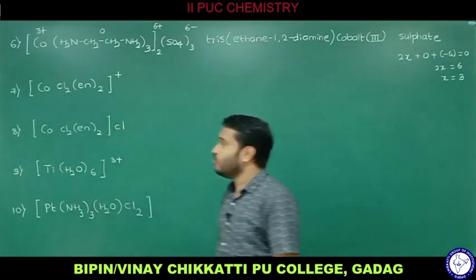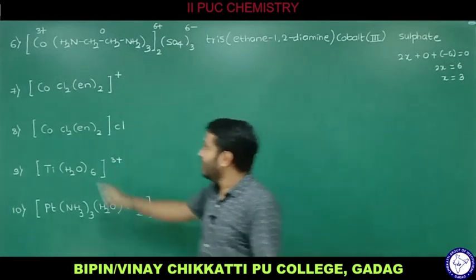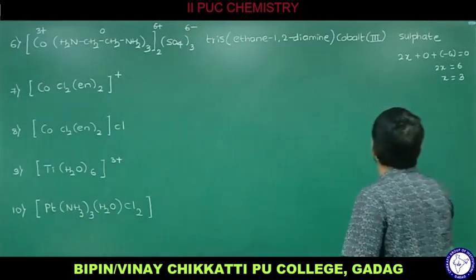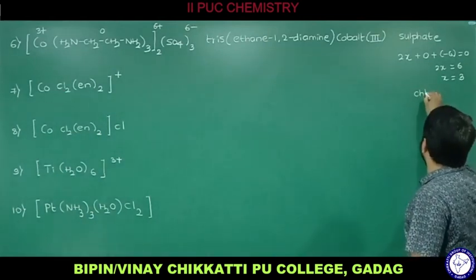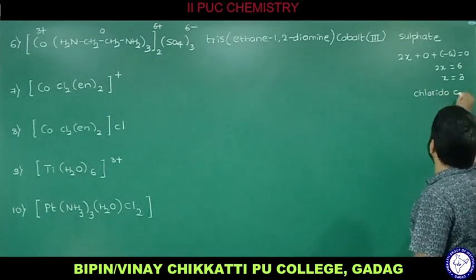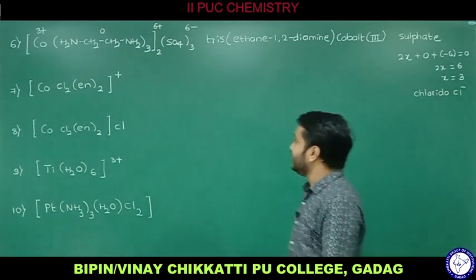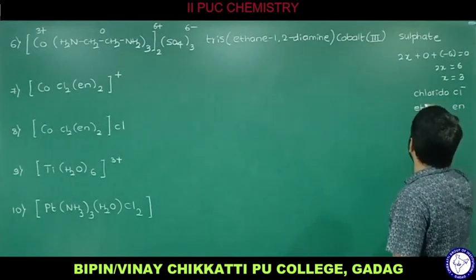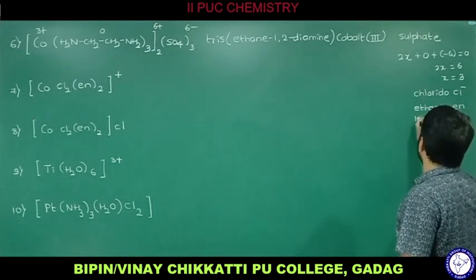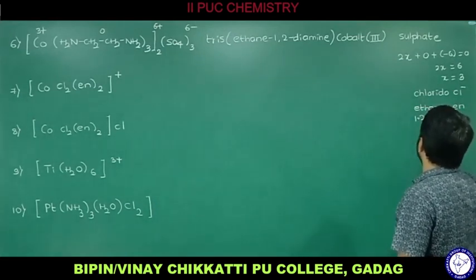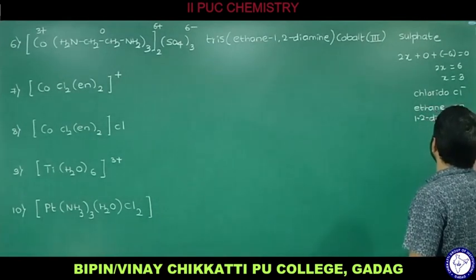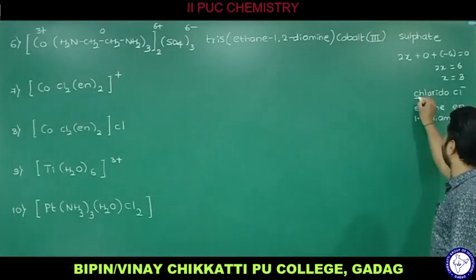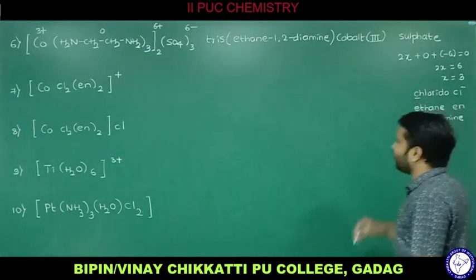In case of a cationic complex, we write the ligands' names first. We have two different kinds of ligands, so it is a heteroleptic complex. We have Cl, which is chlorido, Cl minus, and we have ethane 1,2-diamine, which we know is En. Out of these two, I am going to prefer chlorido, because according to alphabetical order, chlorido comes first.